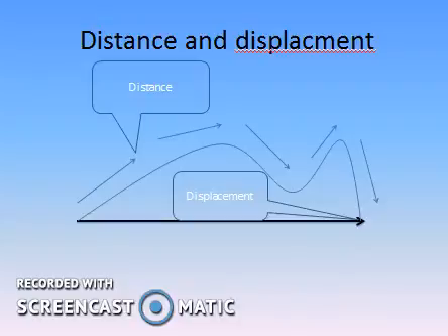Distance and displacement. This shows that the distance will go the exact way that an athlete may travel in a game, whereas displacement is literally from start to B in the quickest possible way.